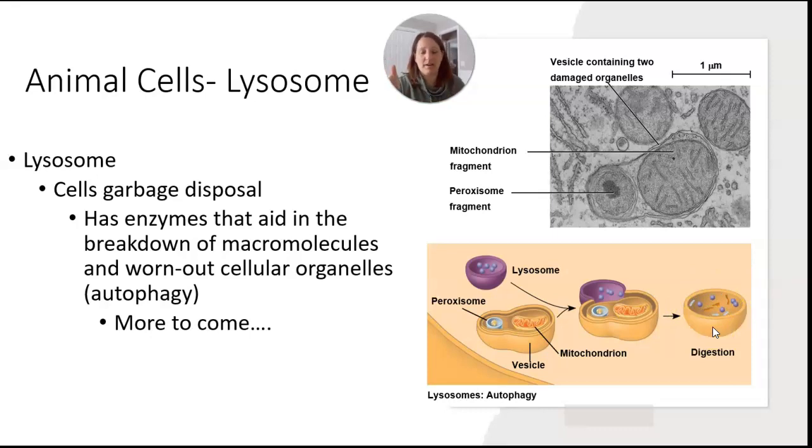So again, worn out organelles, worn out molecules, even stuff from the outside. So even like a bacteria that gets taken up, it'll end up in the lysosome eventually, and the lysosome will break it down. When the lysosome breaks down organelles that are part of the cell, we call that autophagy. So it's the cell eating itself. And that's really important that cells are able to do that. Again, we'll talk about the lysosome again in the next part of the chapter. It is part of the endomembrane system.